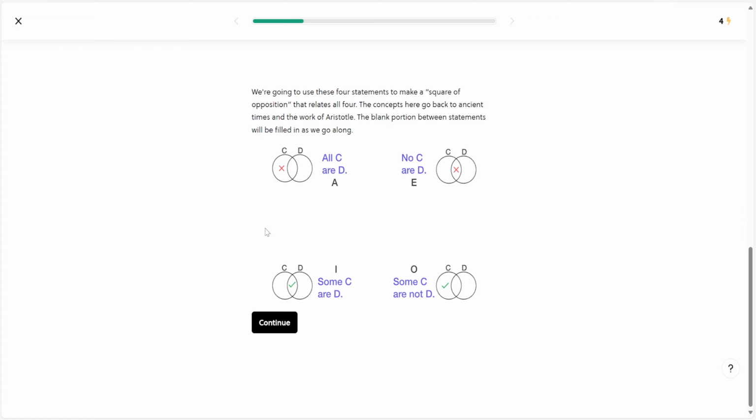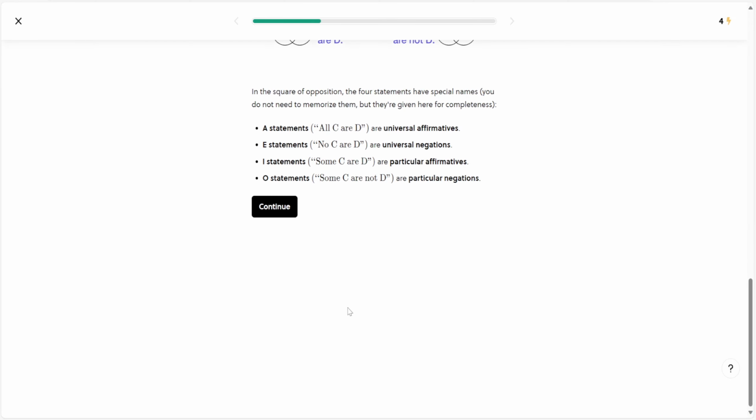We're going to use these four statements to make a square of opposition that relates all four. The concepts here go back to ancient times and the work of Aristotle. The blank portion of statements will be filled in as we go along. In the square of opposition, the four statements have special names. You do not need to memorize them, but they're given here for completeness.